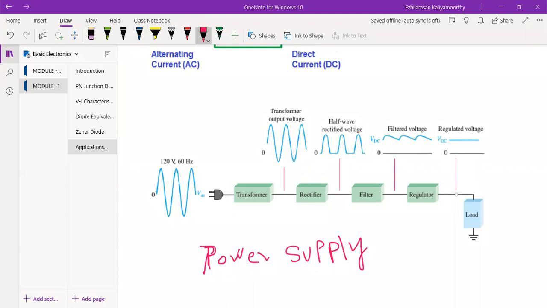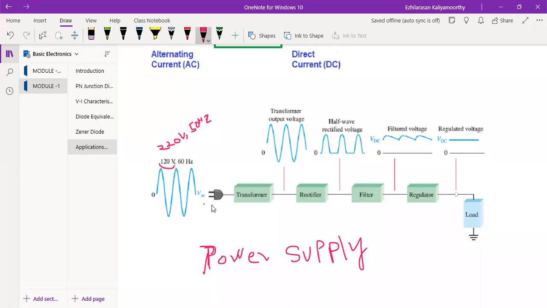It consists of the transformer, rectifier, filter, and regulator. Normally the input will be your AC signal, which is 120 volt in the US. But in India it is 220 volt, 50 hertz. In the US and other countries, they use 120 volt, 60 hertz AC input. In India and some other Asian countries, we use 220 volt, 50 hertz. This is the input signal you receive in your home.